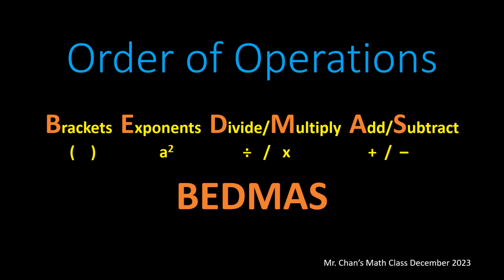Today we are going to learn about order of operations, and we are going to use the BIDMAS rule. BIDMAS stands for B brackets, E exponents, D divide, M multiply, A add, and S subtract.